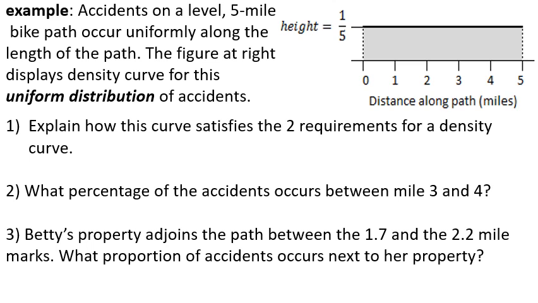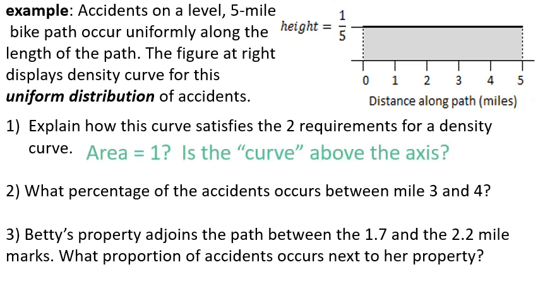Well, the area underneath it is 1, and that's the case here because you can see the height is 0.2 or 1/5, and the length is 5. So that gives us an area that's exactly 1, and the curve is above the axis, so that's good too. All right, so the area is 1, and the curve is above the axis in this case.